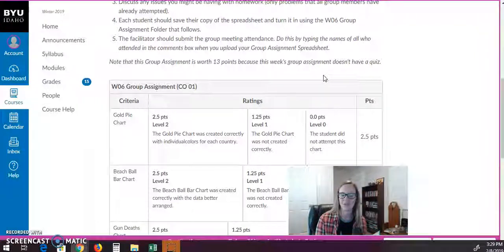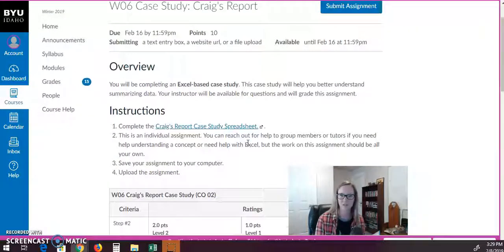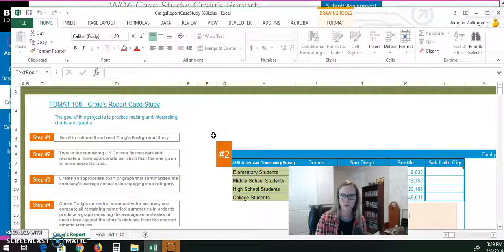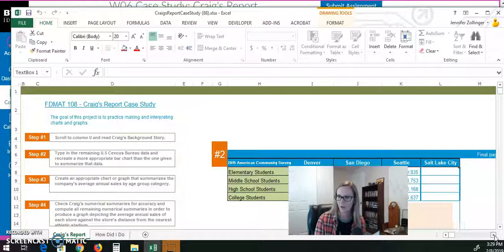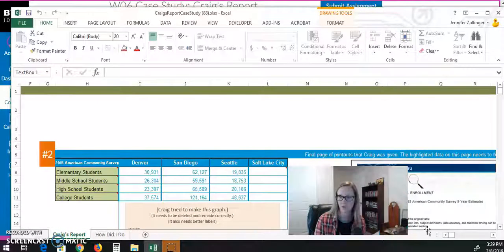All right, you also have another case study this week, Craig's report case study, and again it deals with a lot of these charts and graphs. As you come into this spreadsheet, make sure you read his backstory. That'll be over on the right of the spreadsheet. You can scroll over there, and then the first thing you're doing is you need to finish filling in some data here, which you can find over here.